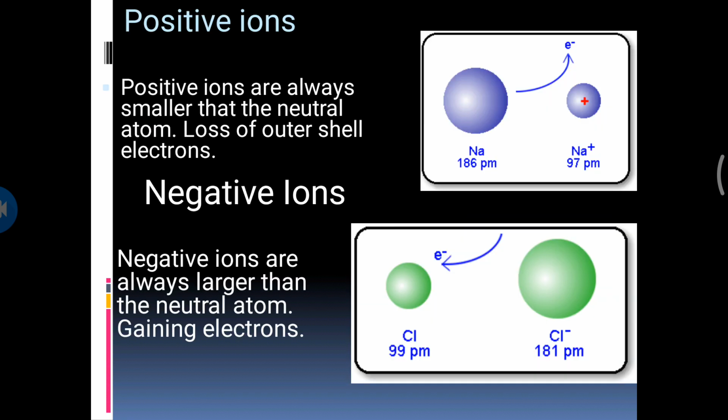Positive ions: sodium in the first figure. Sodium metal is a neutral metal. In its neutral form, its atomic radius is 186 pm. If it loses one electron from the outermost shell to form a sodium plus ion, its ionic radius is 97 pm. So the size of the sodium ion decreases.